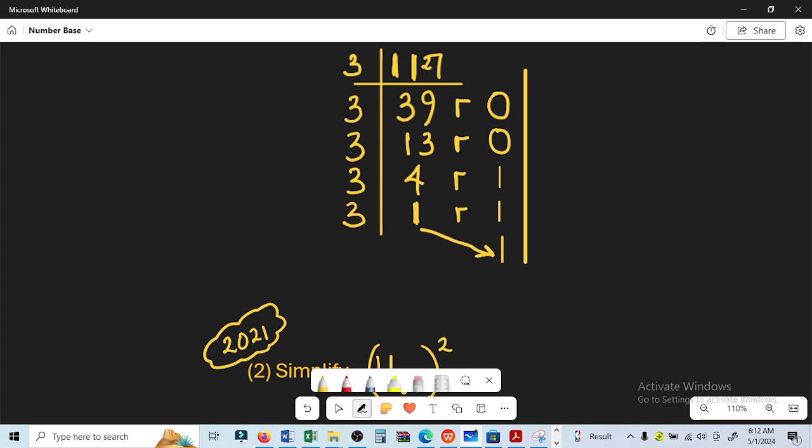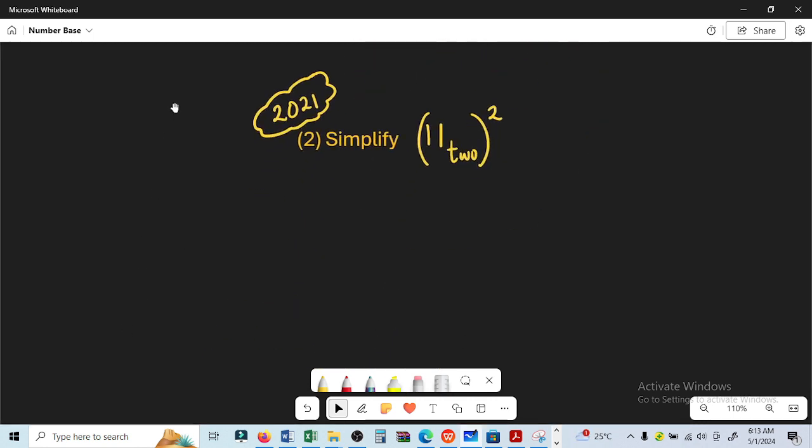And then the final step would be to read it from bottom up. So I see 1 1 1 1 1 1, okay, 0 0. To base what? What did you change it to? You changed it to base 3. As simple as that. So let's take, I think, the last one for this topic.